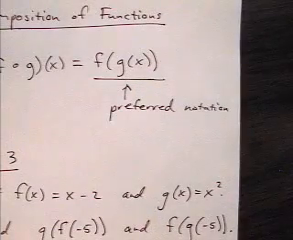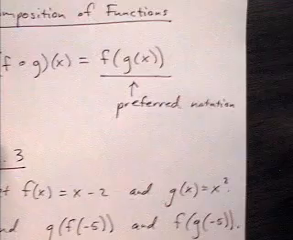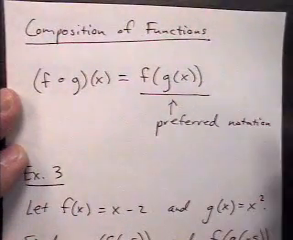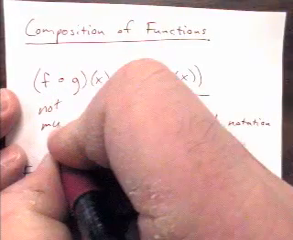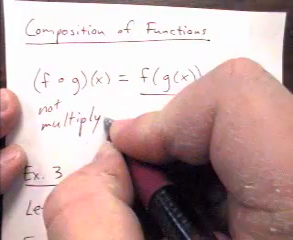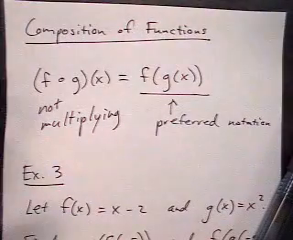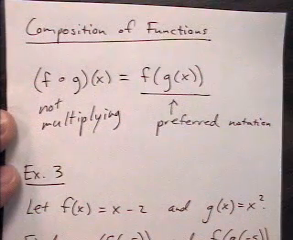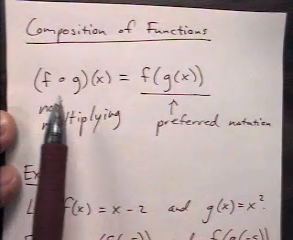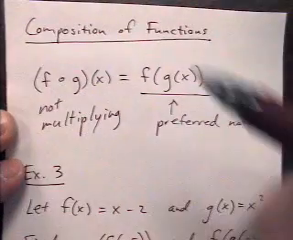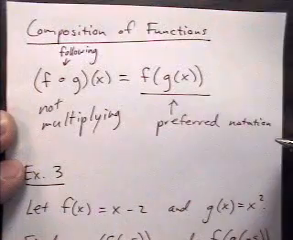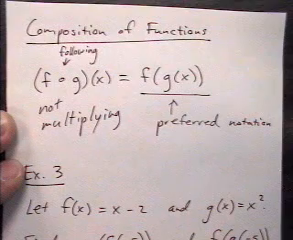Something else we're going to talk about: composition of functions. This is not multiplication. Composition of functions is not multiplication. Several of you are going to ignore me, and then you will end up thinking it is multiplying. Okay. There are two different types of notations. You're going to see f, and then this little circle, and we read that as f following g of x.